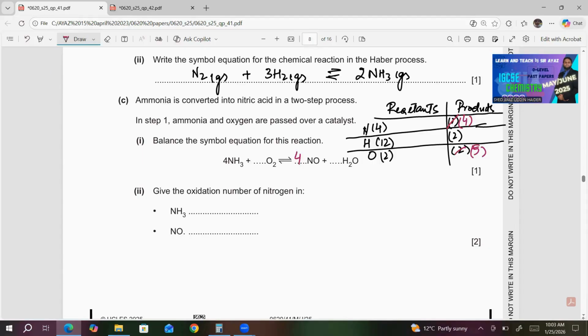First, we'll check the hydrogen. Hydrogen is 12 on the left hand side. What if I'm going to write 6 before H2O? This will balance hydrogen. Now, what about oxygen? 4 plus 6, 10. Now it's 10. So simply put 5 before O2. Now this equation is balanced.